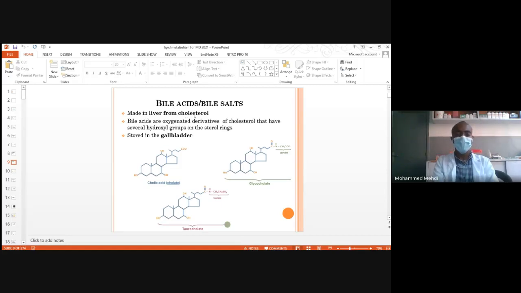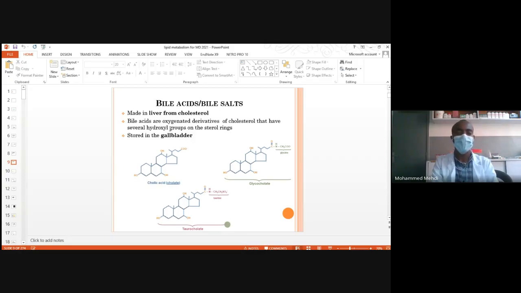The cholesterol structure has a steroid nucleus with one OH group, one alcohol functional group, at carbon number 3 only. But after conversion and bile acid formation, we'll have many hydroxyl groups. There are several hydroxyl groups on the steroid nucleus.